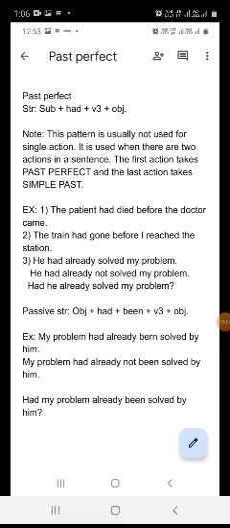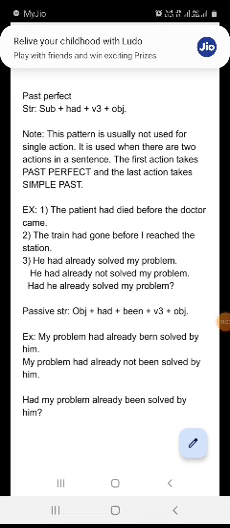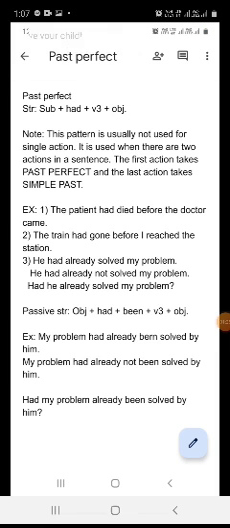But before going to know about the structure, we will know the importance of this pattern also. This pattern is usually not used for a single action. Keep it in your mind. Where there is a single action in a sentence, there you should prefer to use simple past rather than using past perfect. Is it clear to everyone?